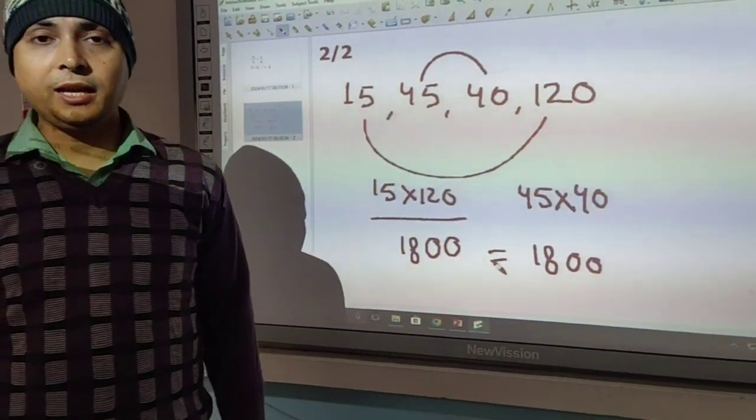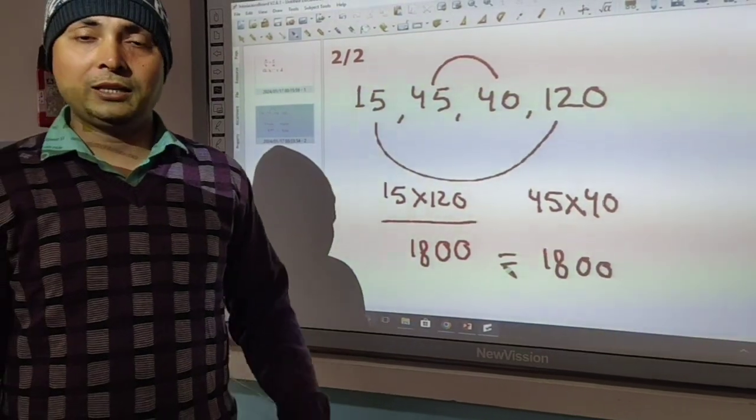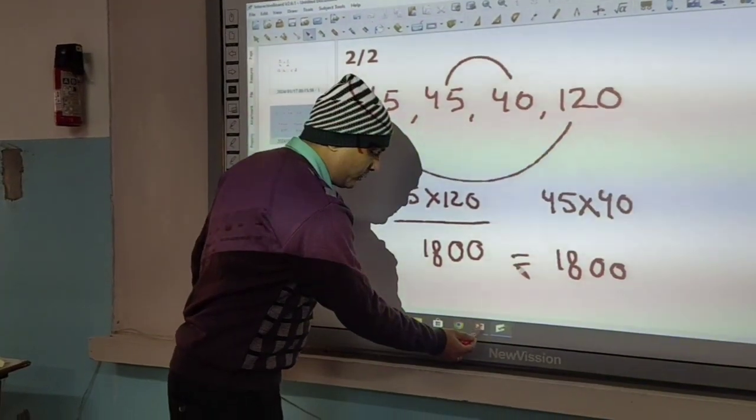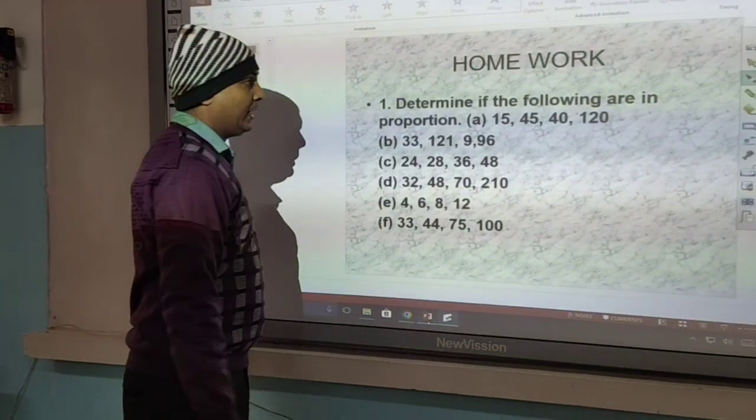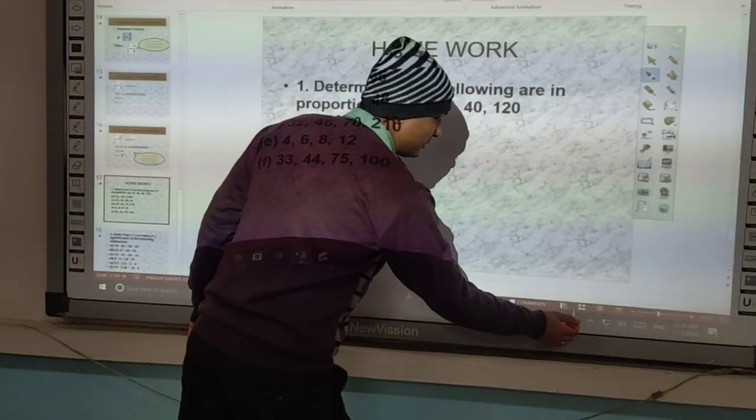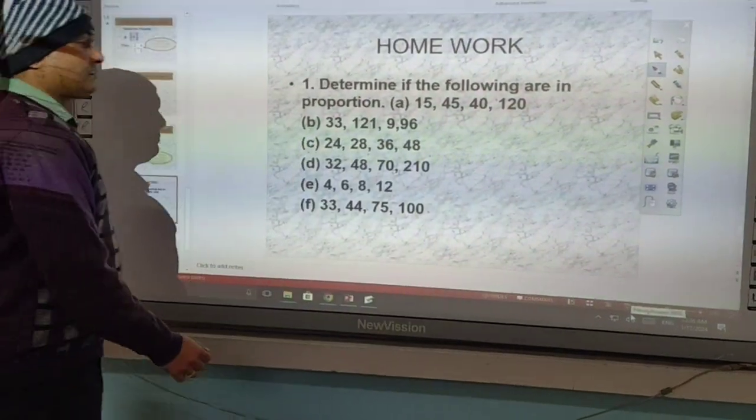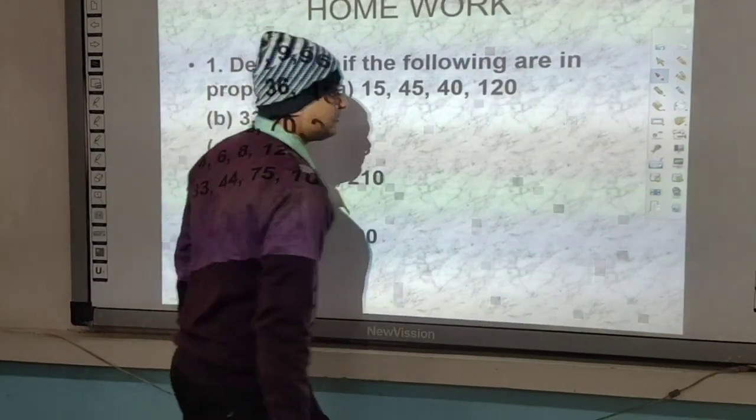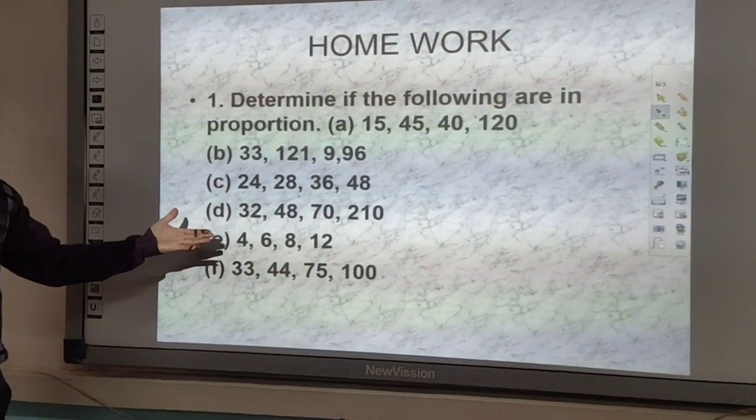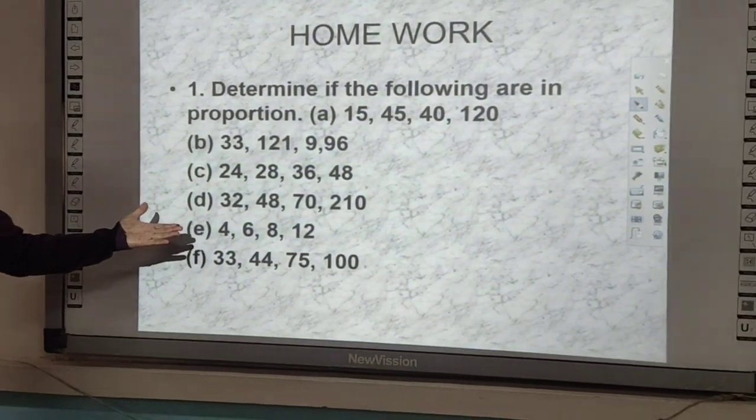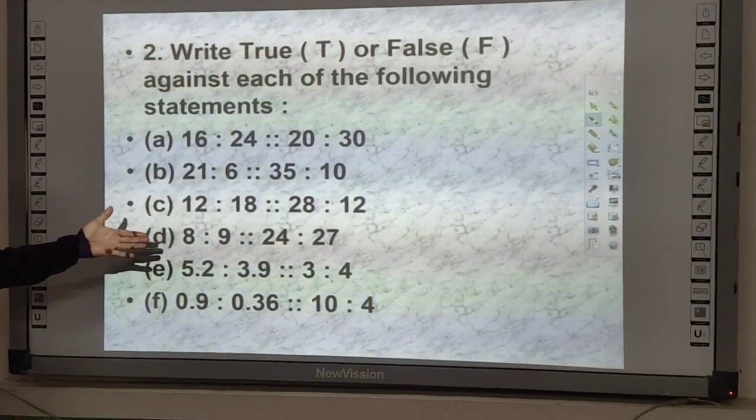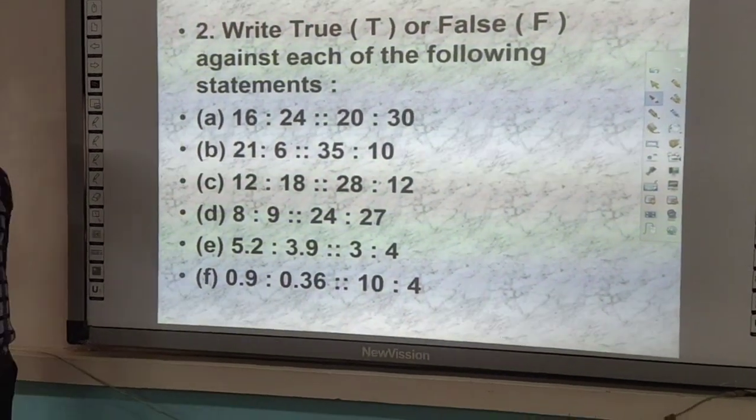Similarly, you can check the other questions and also question number 2. So again I am showing the homework. Please note it down and complete it. This is your homework, first page and second page. Only true or false you will have to say.